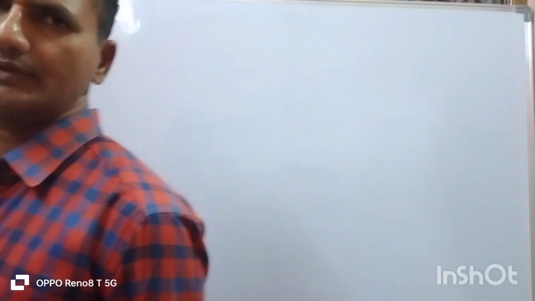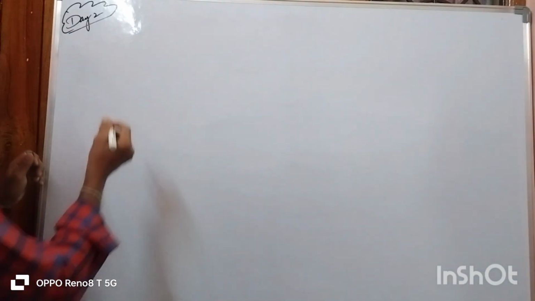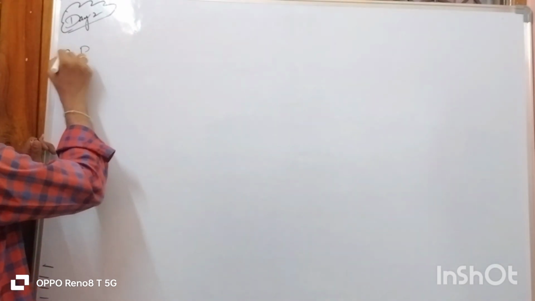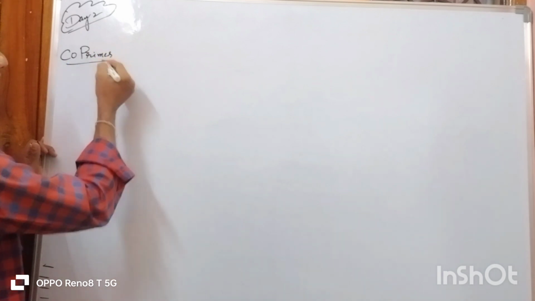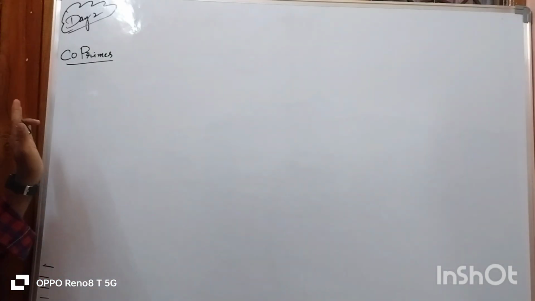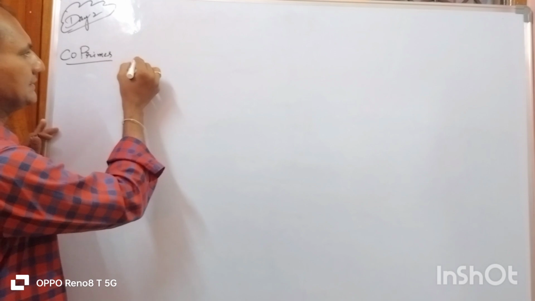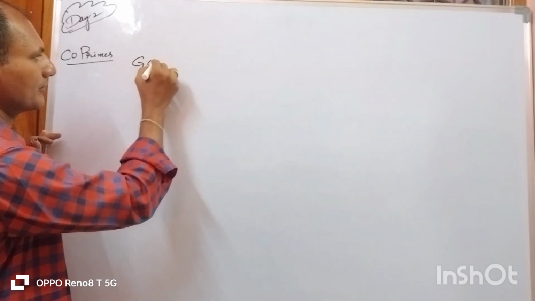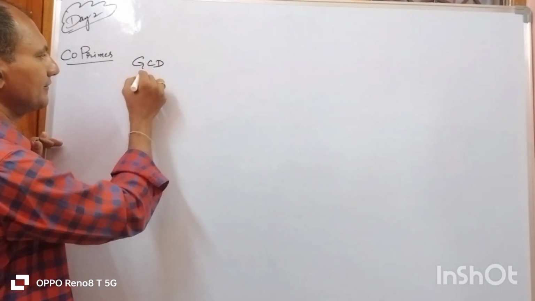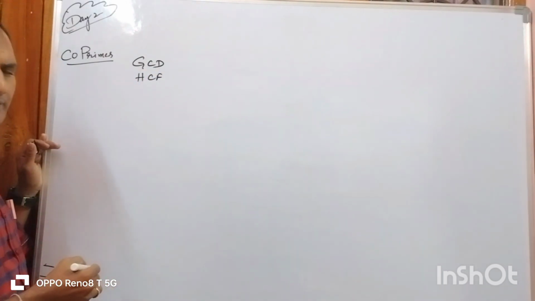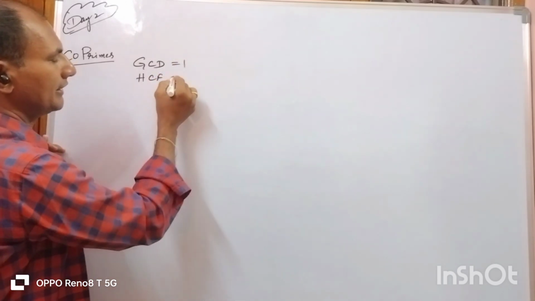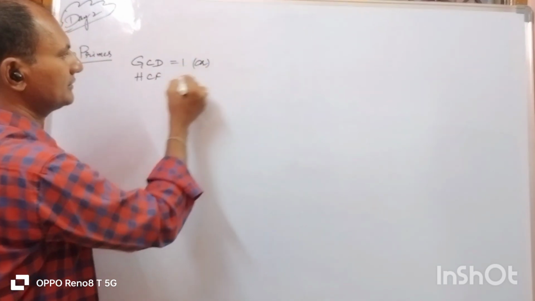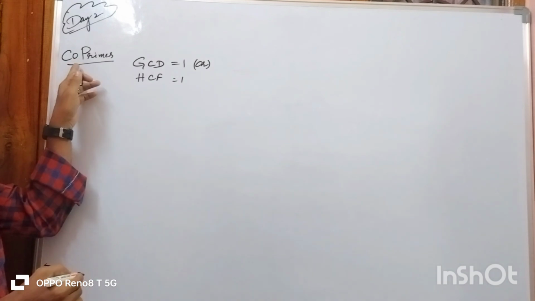See next, one more small definition. What is that? Co-primes. Just listen and remember this. GCD of any numbers, GCD in this sense, that is HCF. Both are the same. GCD or HCF. So if GCD is 1 or HCF is 1, those numbers are called co-primes.